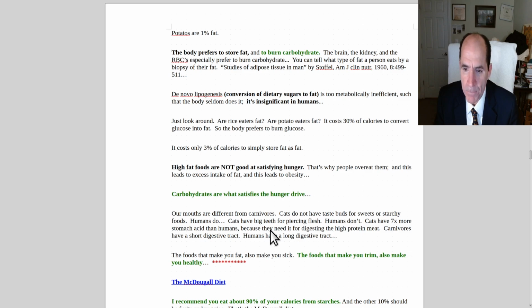Okay, what else? We don't make vitamin C. We don't need to. There's tons of it in our plant foods. Cats have 7 times more stomach acid than humans do because they need it for digesting the high-protein meat. Carnivores have a short digestive tract. Humans have a long one, like 22 feet, whereas they're in the ballpark of 11 feet or something. The foods that make you fat also make you sick. The foods that make you trim, they make you healthy.